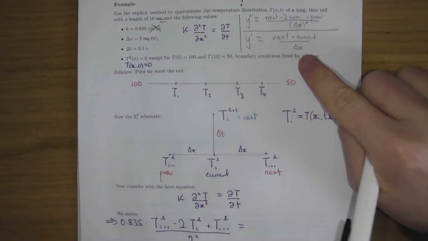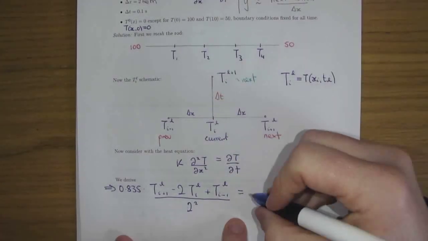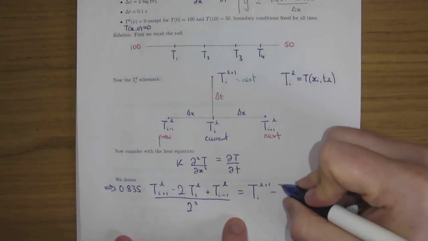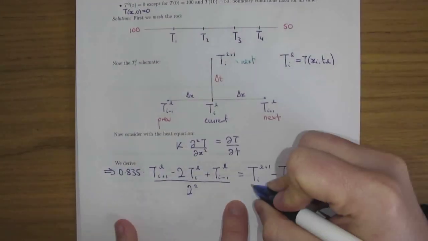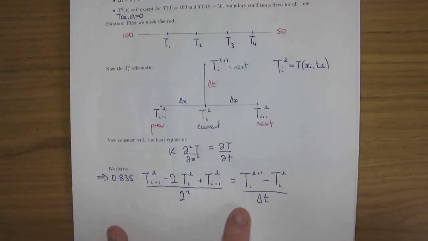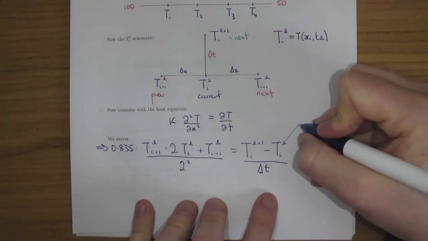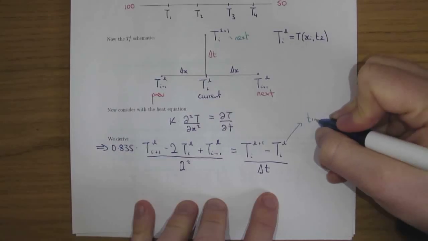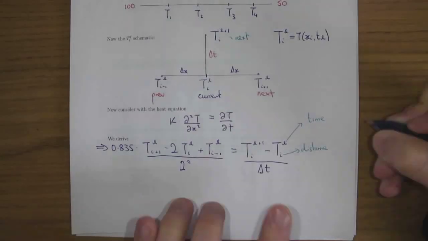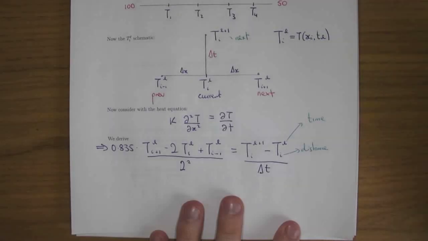Equal to, now approximating this using this. So it should be next minus current over delta t. Now with respect to time, the next temperature is this one, minus the current temperature, which is T_i^l, and then the change in t is delta t. So we'll just note at this time that the l's up here refer to time and the i's refer to distance. This is what you need to understand, and it is written here as well. So the i's refer to distance, the l's refer to time.